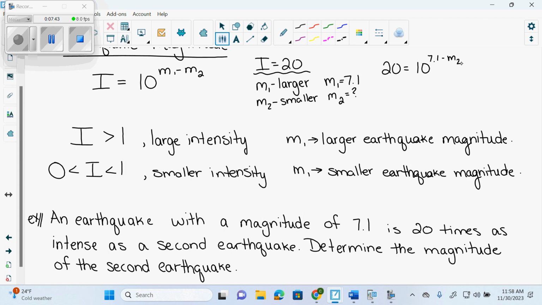10 and 20, can I make them to something to the same base? No. Because I have 10 and I have 20. 10 squared is 100, right? Like I can't make them be the same base. The base has to be to an exponent. So what's the only other way I can get an exponent down?